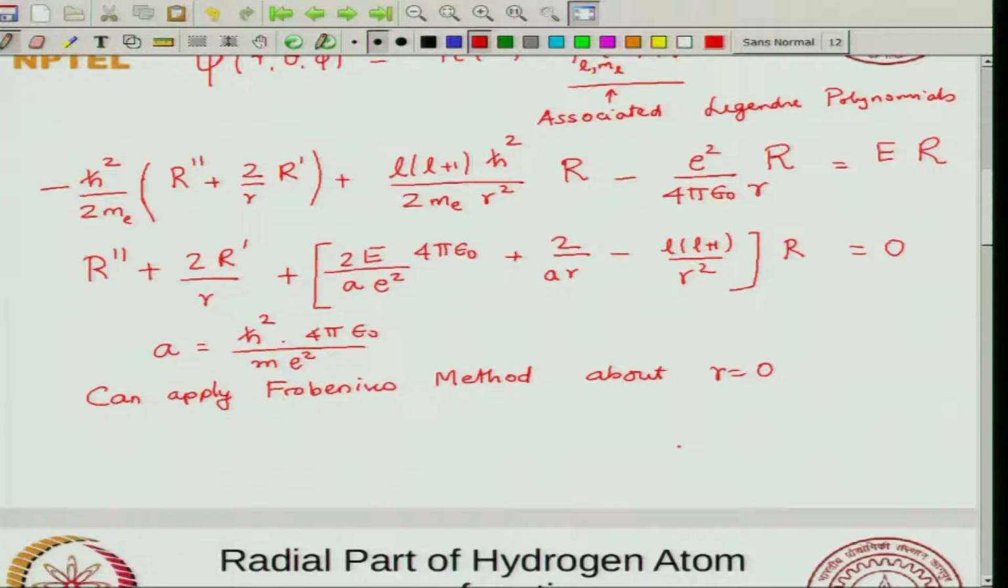But instead of doing that, we will make things a little simpler. You can do this, but you will get some very complicated recursions. So instead of that, we will separate some factors, just like we did in the case of the harmonic oscillator.